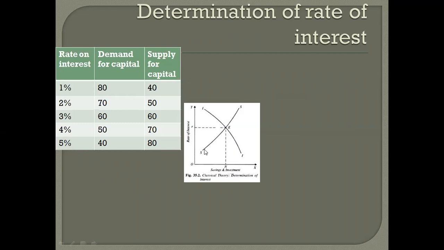On the other hand, the supply curve is upward sloping because there is a positive relation. Where these demand and supply intersect each other, this is the point of equilibrium. At this particular point, this is your OR, the rate of interest, and ON is the supply of saving and investment from the supplier side, right?